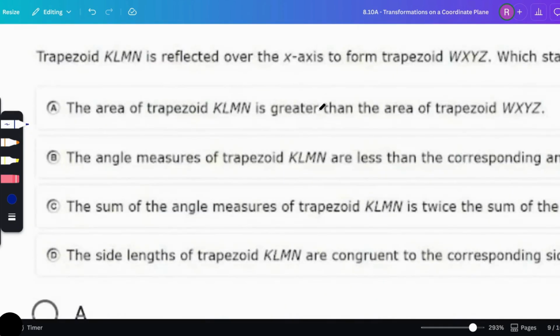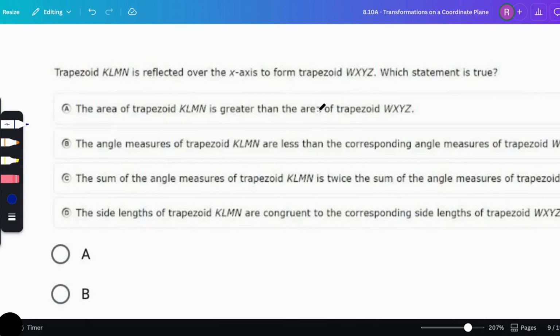Now, the next one, trapezoid KLMN is reflected. Don't forget what reflection means. It means like you mirror it. So one sign must change. This one is reflected over the x-axis. When it reflects over the x-axis, x remains the same, but y becomes negative. So which statement is true?